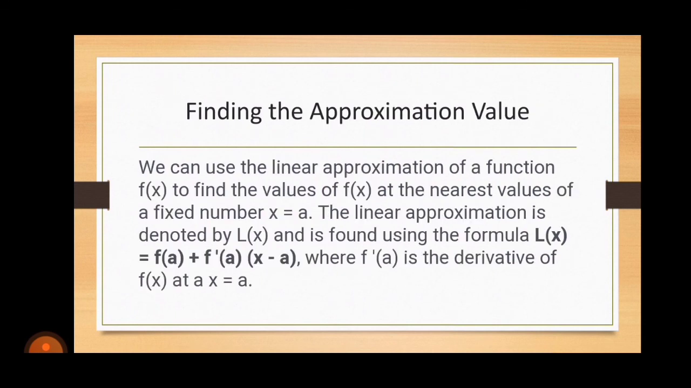The next one is finding the approximation value. We can use the linear approximation of a function f(x) to find the values of f(x) at the nearest values of a fixed number x = a. The linear approximation is denoted by L(x) and is found using the formula L(x) = f(a) + f'(a)(x - a), where f'(a) is the derivative of f(x) at x = a.